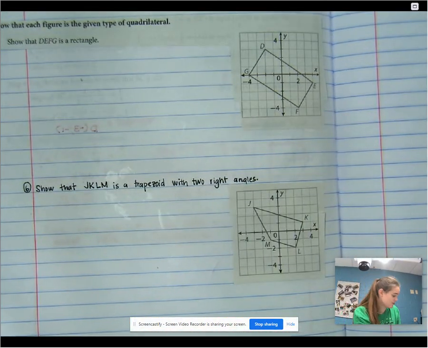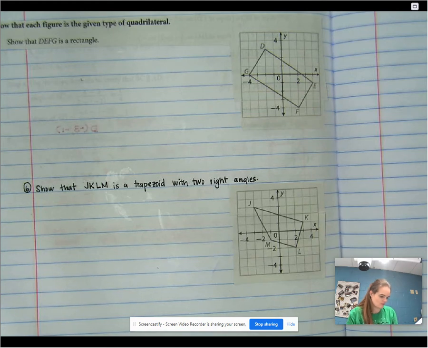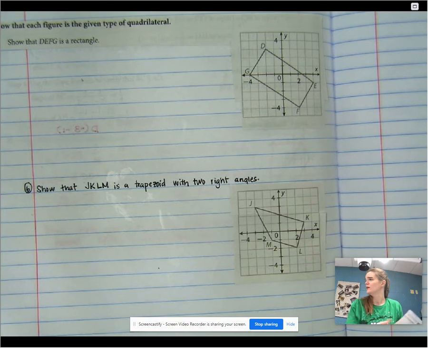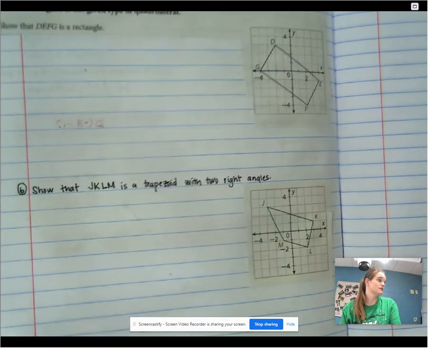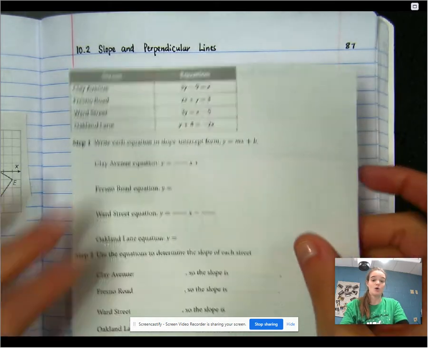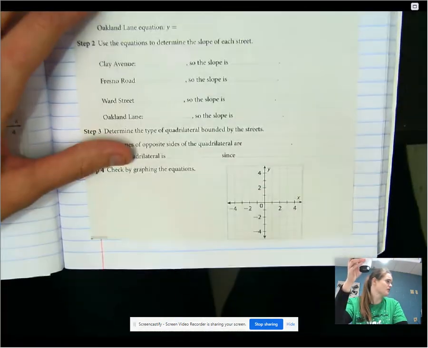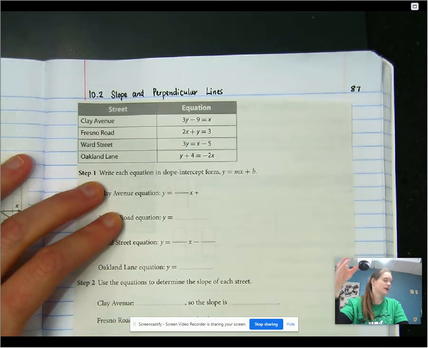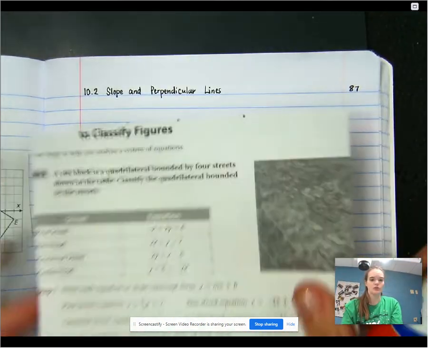All right, now from 514, basically you need the whole page. You're just going to trim it down. So from 514, you're going to glue on 87, the whole page from the word street equation on that box all the way down to this graph. That's what you're gluing in on 87. We'll get started on the examples.